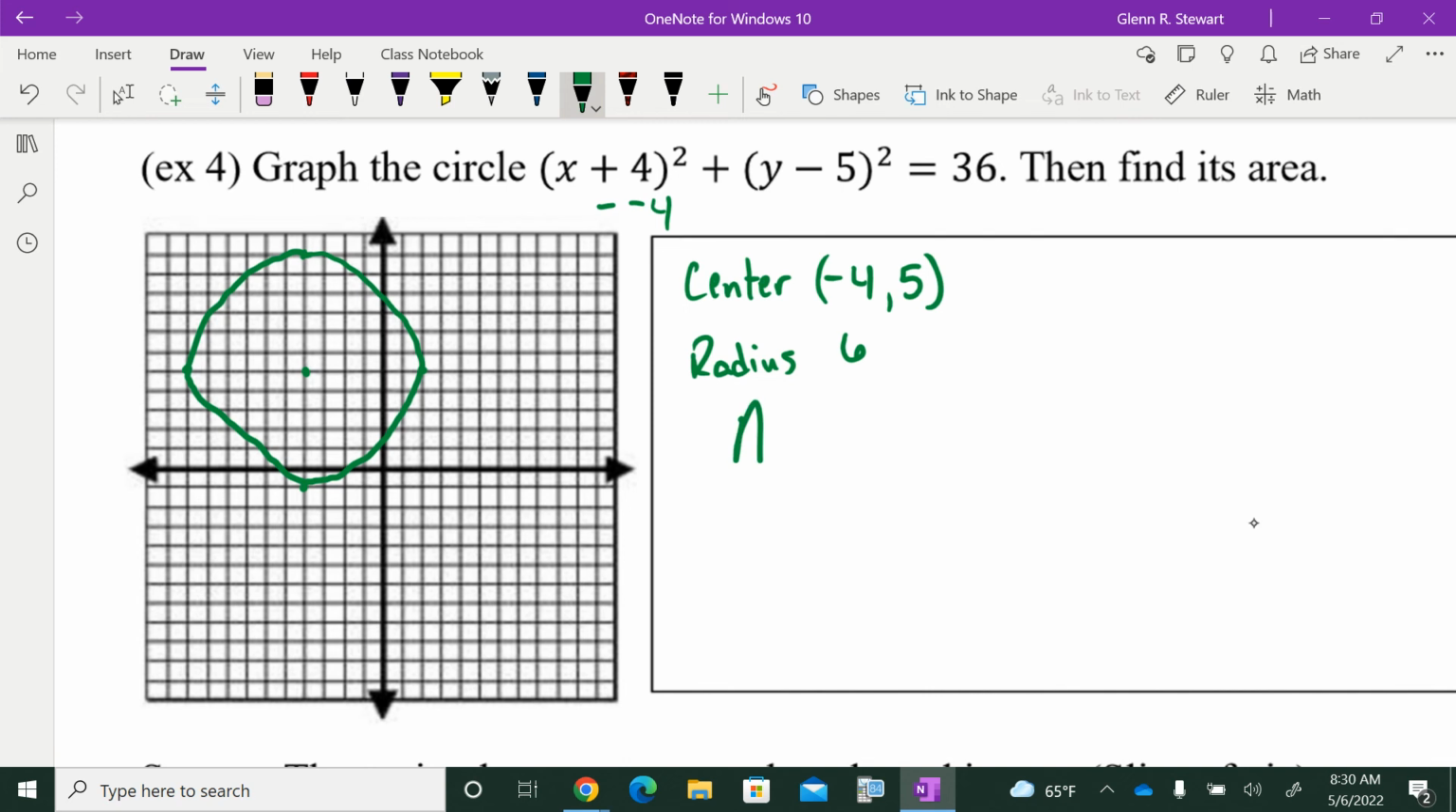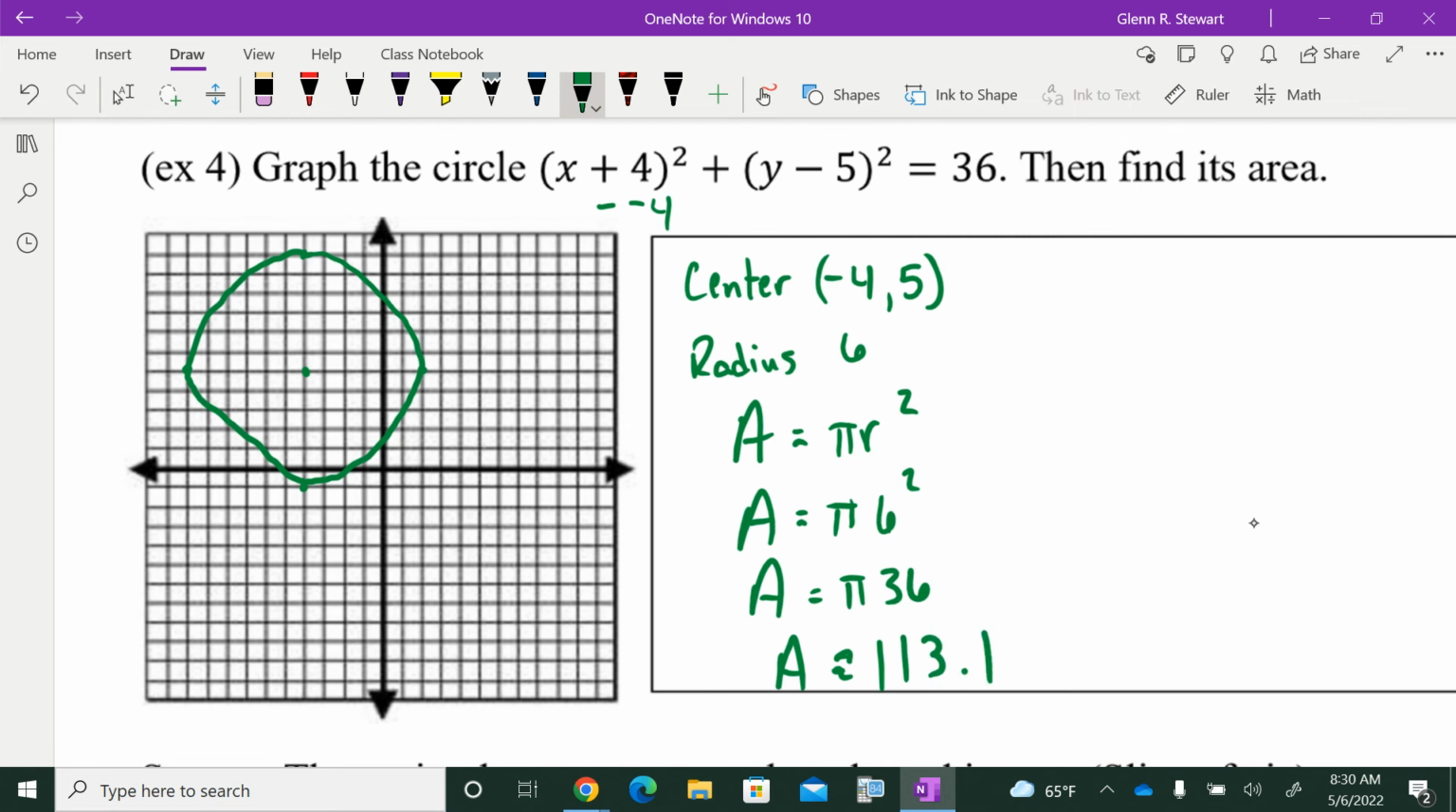Now I've got my area. So area is equal to pi r squared. So area is equal to pi times 6 squared. Remember to square the 6 first. So then area is equal to approximately 113.1 units squared. That's what I have in my notes.